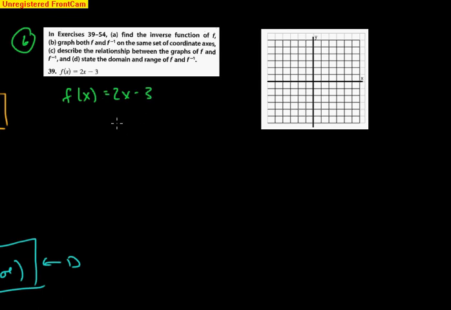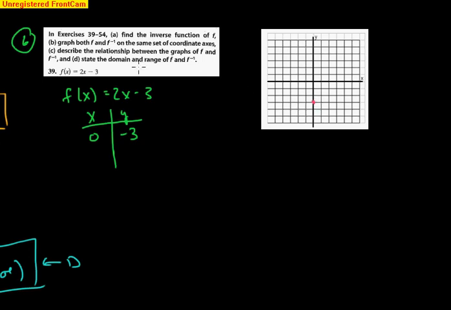Well, the first thing I want to do is graph this because I want to see if it passes the vertical line test. So to graph it, you can either do it like a line if you know what it is, or you could do an xy chart. I'll plug in 0. When you plug in 0, you get negative 3. 2 times 0 is 0. 0 minus 3 is negative 3. So there's 1 point, 0, negative 3.